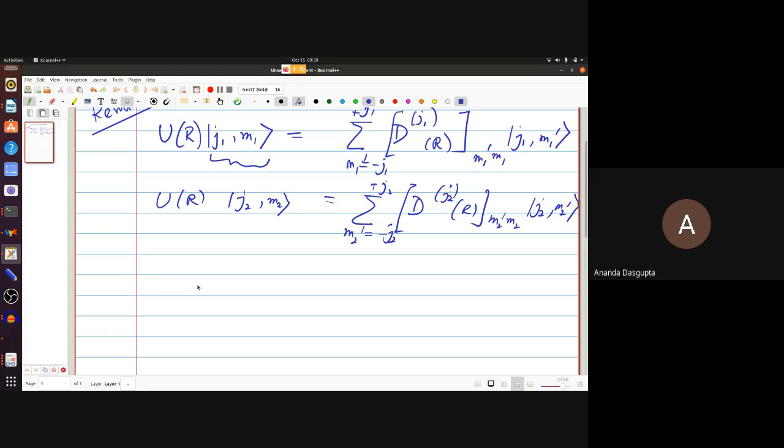Now, if you look at this state, which of course is really nothing but a tensor product of these two states, now you end up with a total of (2J1 plus 1) times (2J2 plus 1) states, right? And these form the basis of this direct product space.